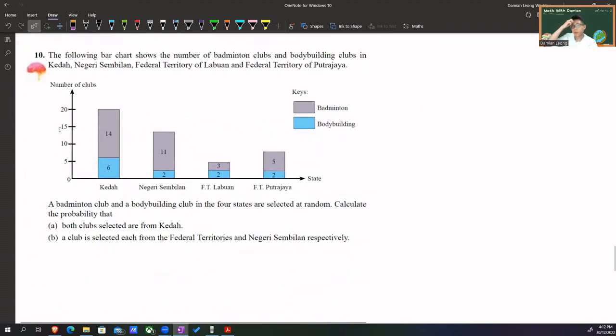Then we look at question 10. The following bar chart shows the number of badminton clubs and bodybuilding clubs in Kedah, Negeri Sembilan, Federal Territory of Labuan, and Federal Territory of Putrajaya. So we have the bar chart here. A badminton club and a bodybuilding club in the 4 states are selected at random. Calculate the probability that both clubs selected are from Kedah. It means I select one badminton club and one bodybuilding club. So what is the probability that both are from Kedah?